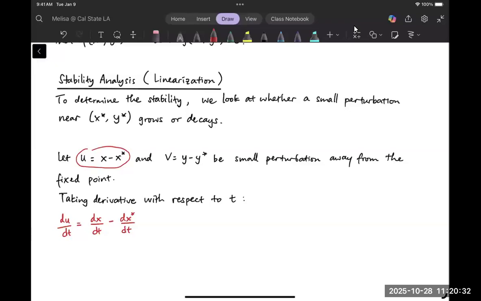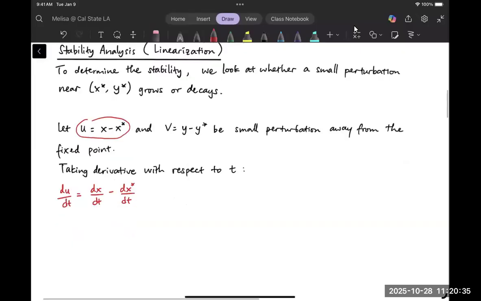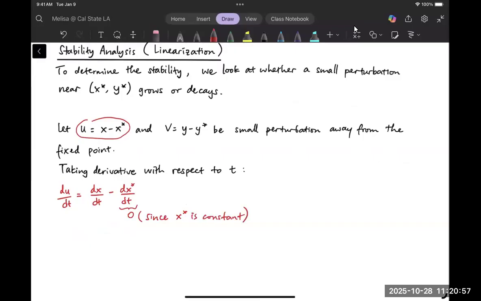dx star/dt, we know this one is equal to 0. And that's because x star is constant. That's the x coordinate of your fixed point. Right, so then the derivative of a constant is 0. All right, so that leaves us with only dx/dt. But then dx/dt is f of x, y. Okay, so that's the right-hand side of your first ODE.